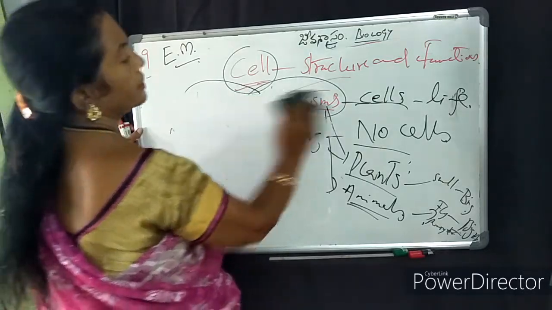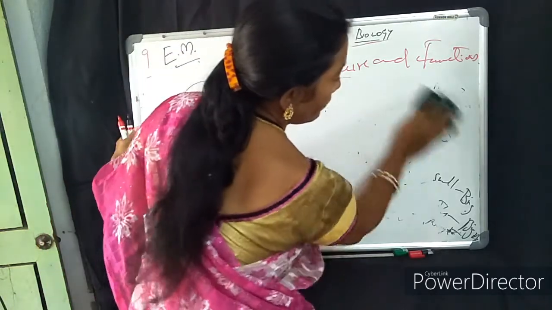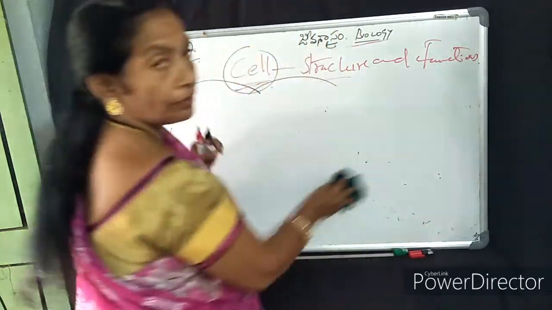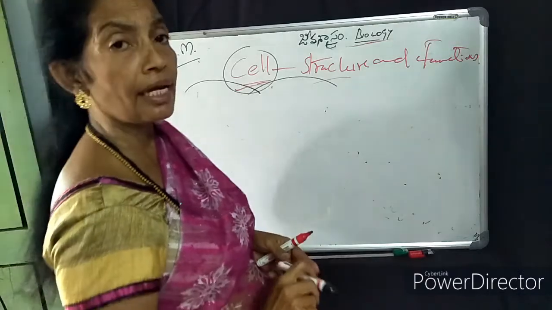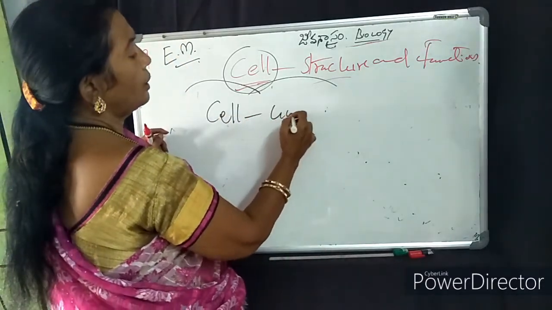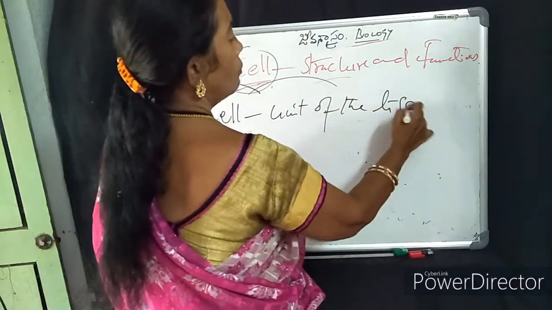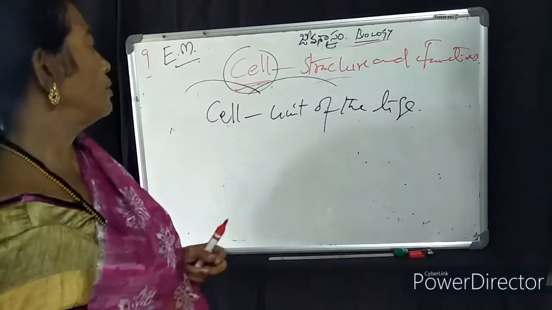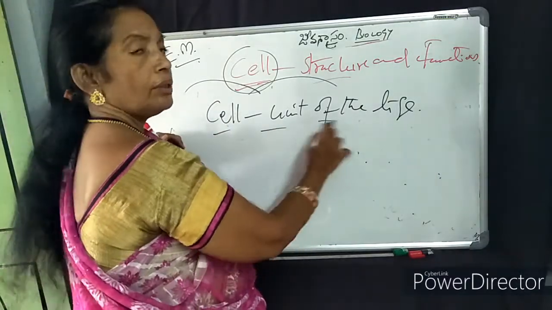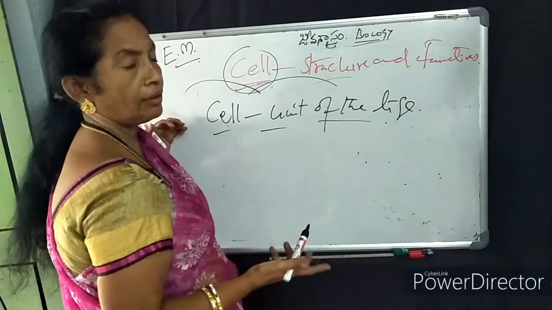In 8th class, you already learned that the cell is the unit of life. Your second lesson in 8th class. Cell is the unit of life. What does unit of life mean? You already learned this. Life means having life.